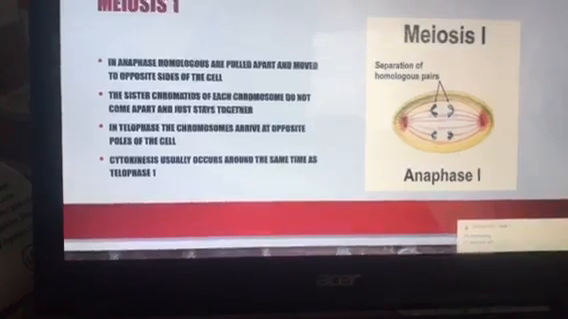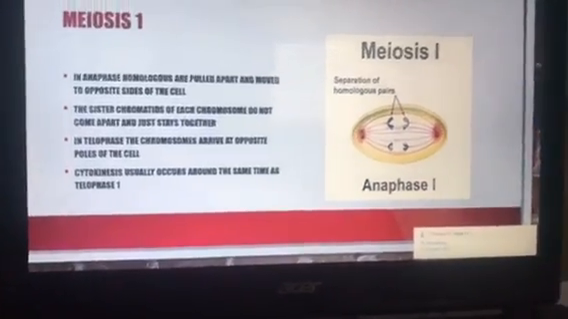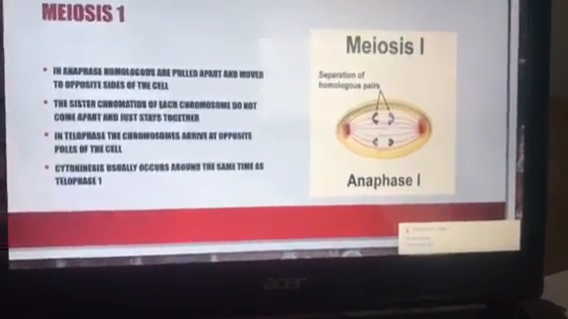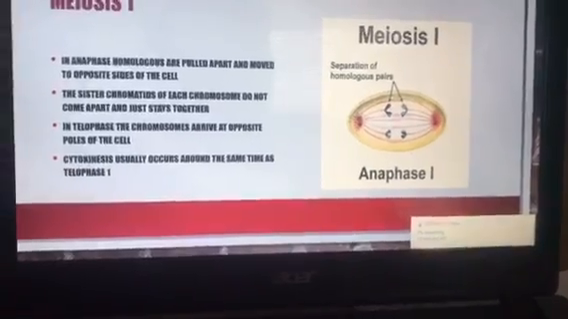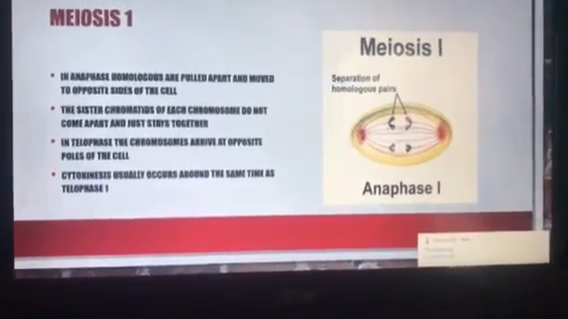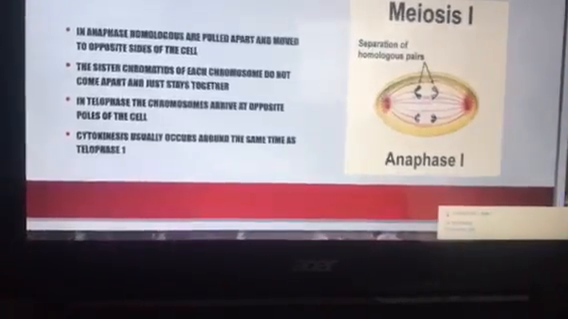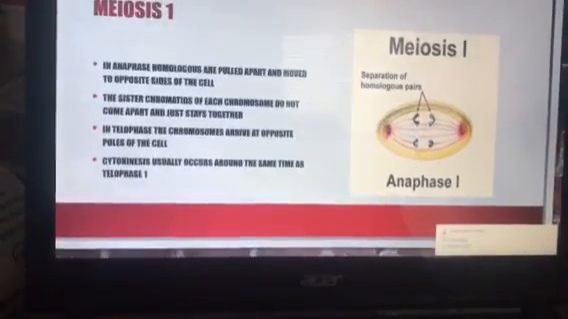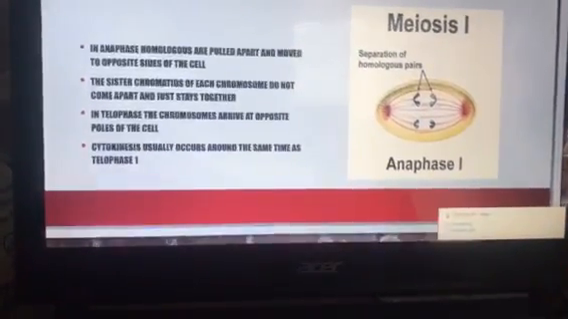In telophase, the chromosomes arrive at opposite poles of the cell, and cytokinesis usually occurs around the same time as telophase. They form 2 haploid daughter cells whenever cytokinesis kicks in.